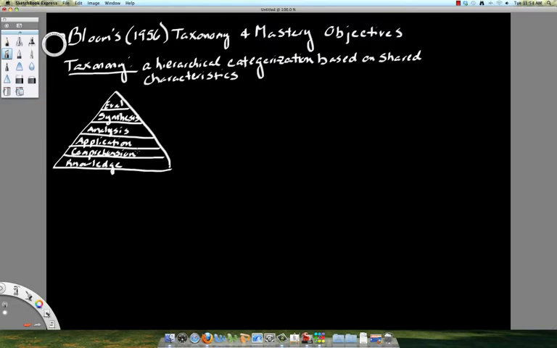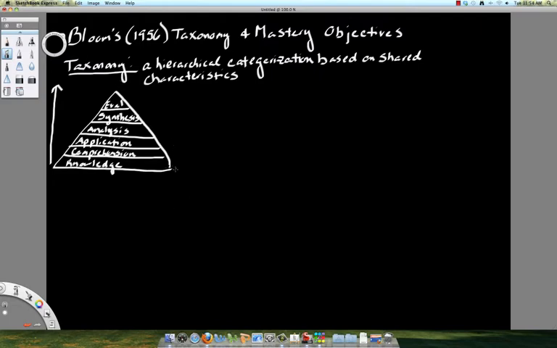And he actually came up with these 6 categories right here, and a triangle's been used for quite a while to kind of illustrate this hierarchical process. So knowledge becomes more sophisticated the further we go up this taxonomy. So what do these terms mean? Knowledge, comprehension, application, analysis, synthesis, and evaluation.